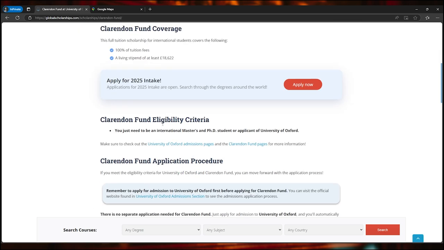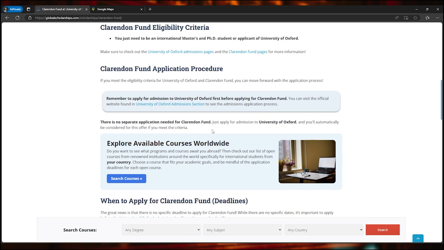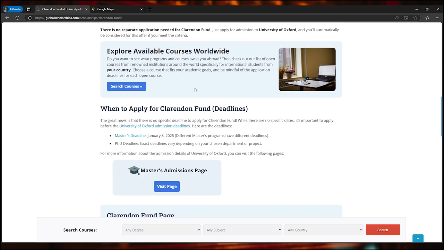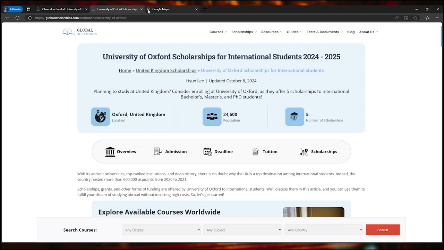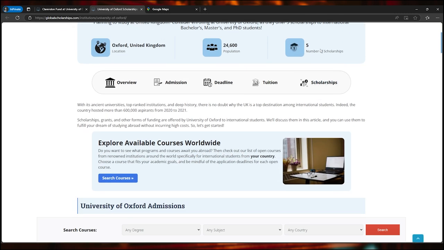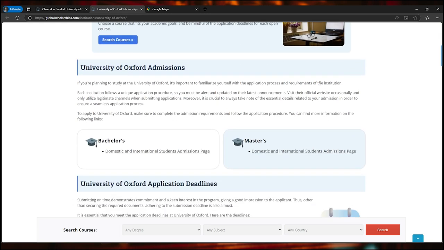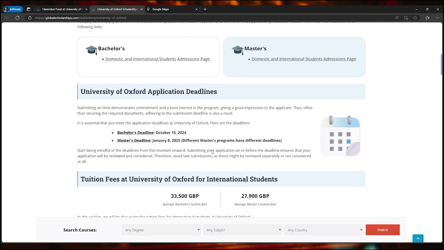So there are no specific eligibility criteria. You just need to be an international master's or PhD student. You can see the application procedure here, and the deadlines. Pretty much everybody knows about Oxford, especially if you want to study abroad. We have the location here, we have the population. There are four other scholarships as well, we'll see those in a second. If you want more information about admissions, you can just click here. Obviously, it would be this one because it's for master's and PhD students.